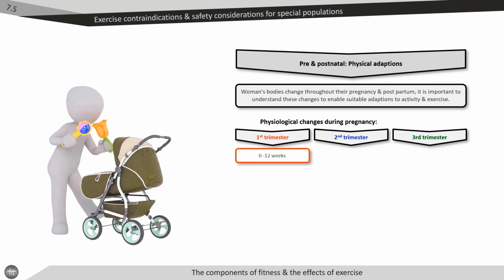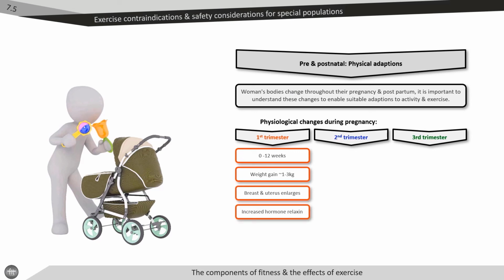During the first trimester, which is from conception to week 12, there is typical weight gain of around 1 to 3 kilograms, with both breasts and the uterus enlarging. This change can cause tenderness in areas and may start to slightly alter proprioception. Hormone production is escalated, with the hormone relaxin starting to become present and altering the connective structures and loosening joints.